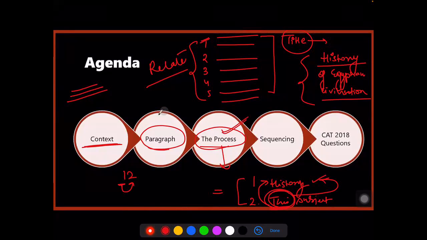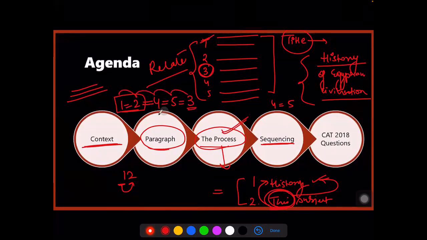After that you need to decide a sequence. For example, if your first option is related to the second option, if your fourth option is related to the fifth option, then you know that the third option is still pending, right? So now you can relate that first is related to the second one, second is related to fourth, and fourth is related to fifth. So maybe after fifth, there can be a third option. So this is how you will decide the sequence by relating one sentence with the other. And you can find the jumbled sentences very easily, right?